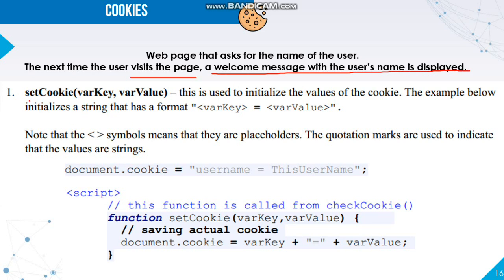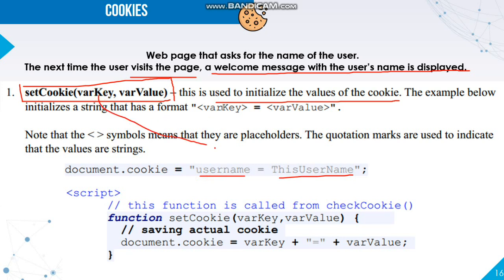The first method that you can use is setCookie. SetCookie allows you to initialize the values of your cookie. Say for example, we have here username. The var key indicates this one, which is the ID, also known as the name, and the var value will be this one, which will be the value of your variable.